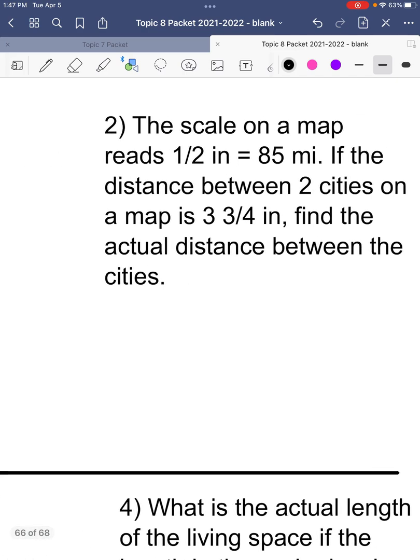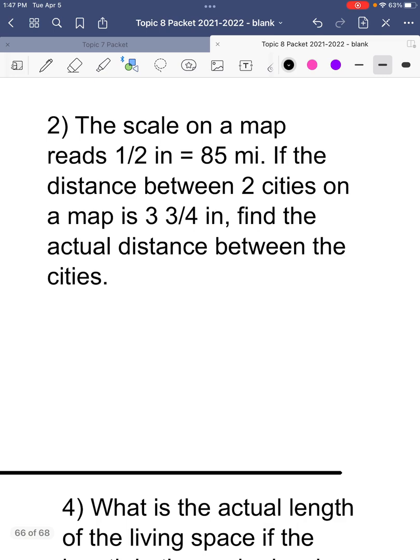Okay, let's move on to number 2. The scale on a map reads 1/2 inch equals 85 miles. If the distance between two cities on a map is 3 3/4 inches, find the actual distance between the cities. Okay, so remember, we're setting up our ratio. I like to do model to actual, or the fake thing to the real life thing. Okay, and we know that the fake thing is our map, right? And it's measured in inches. We measure our distance in inches there, but in real life, we measure our distance in miles.